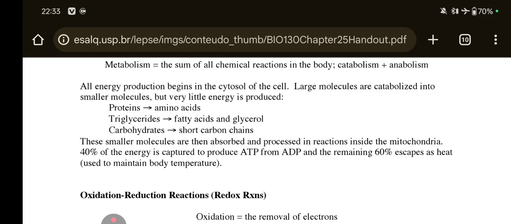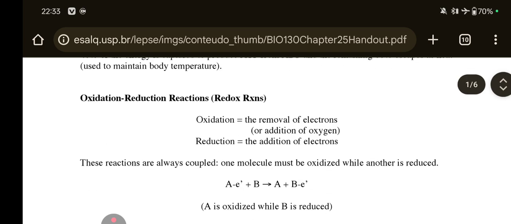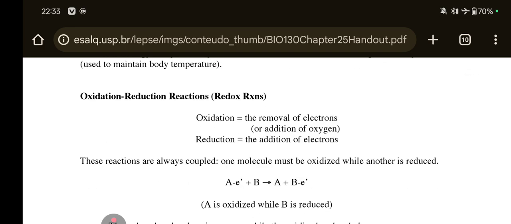These smaller molecules are then absorbed and processed in reactions inside the mitochondria. 40% of the energy is captured to produce ATP from ADP, and the remaining 60% escapes as heat used to maintain body temperature. Oxidative reductive reactions.